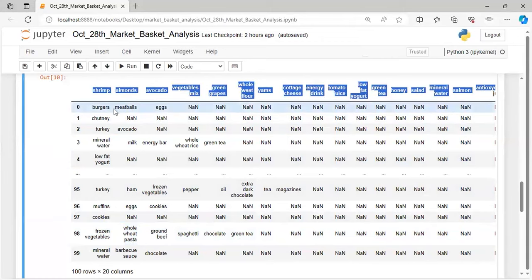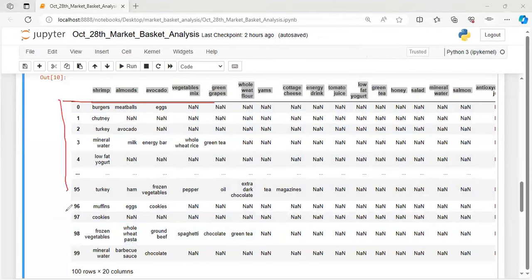It's showing that burger and all this were in one invoice. Invoice number 0, these 3 things they found. Invoice number 1, they found only this. Just look at this part only, up to this part below. This is the information of invoices 0, 1, 2, 3. Frozen vegetable they found, whole wheat pasta, ground beef, chocolate, green tea. So as per the invoice, this is the detail. These rows indicate the information of one invoice, right?